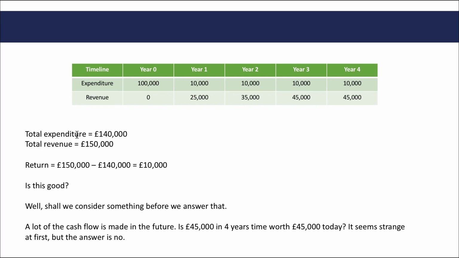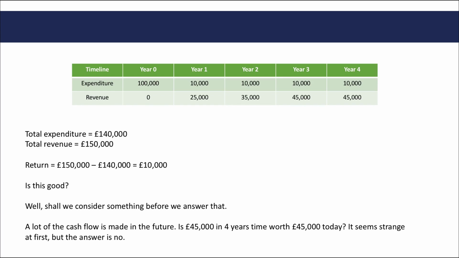Well, what's our total expenditure? It's £140,000, okay? So we've got £100,000, so we've got £140,000 expenditure. What's our total revenue? Our total revenue was £150,000. What's our return on this? Well, it's £150,000 minus £140,000, it gives us £10,000. Is that good? Are we happy with that?